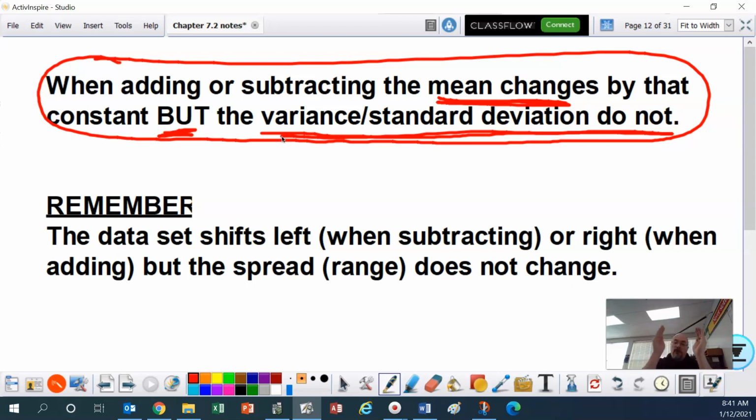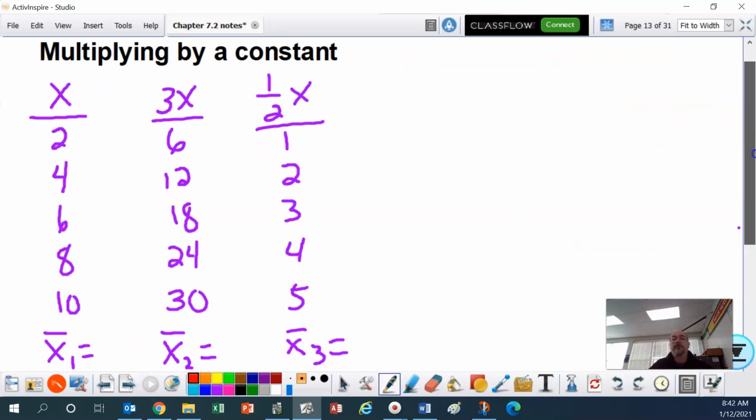So that's why the standard deviation does not change, because remember, standard deviation, I'm going to say it one more time, is the average distance from the mean. And the average distance is not changing because the mean and all the numbers are changing one way or the other. All right, let's take a look at this next one.